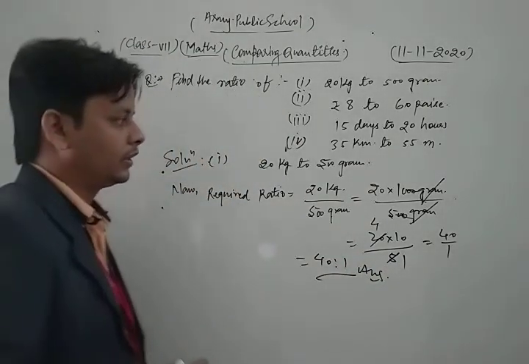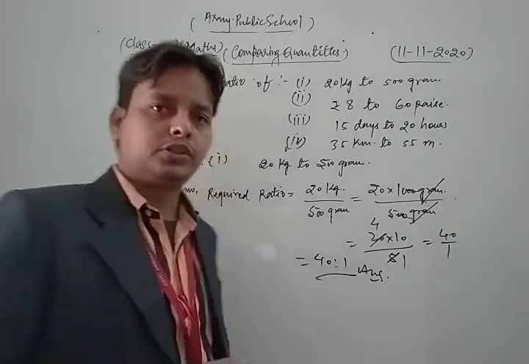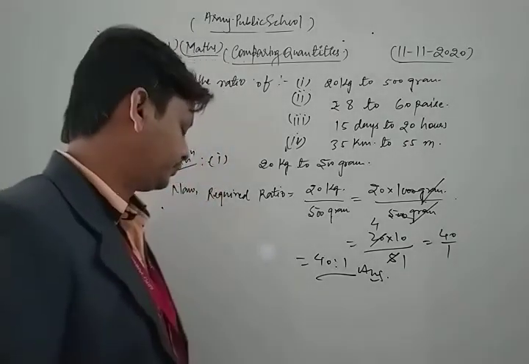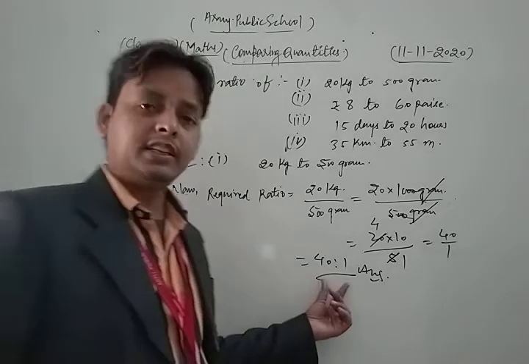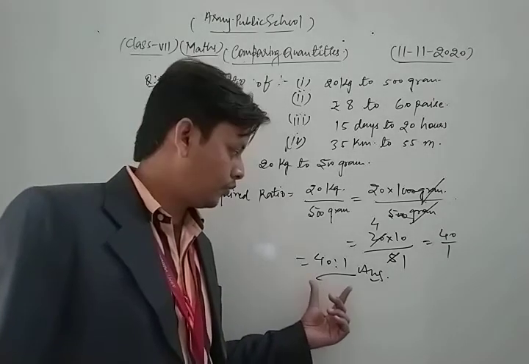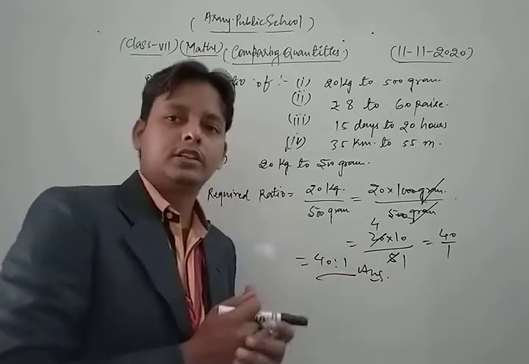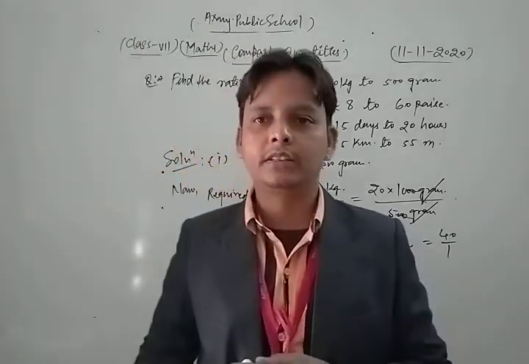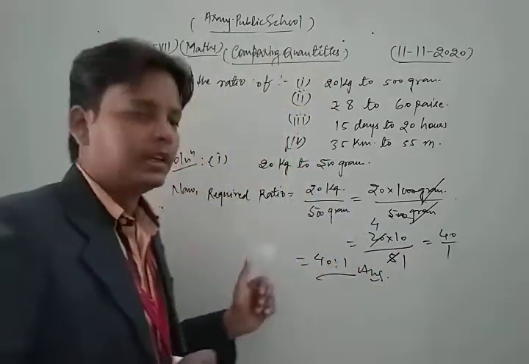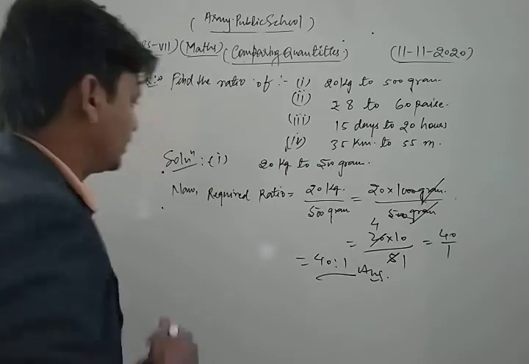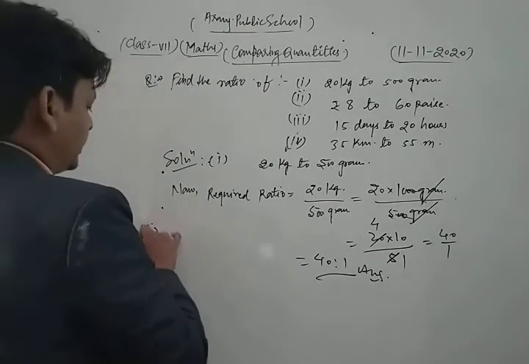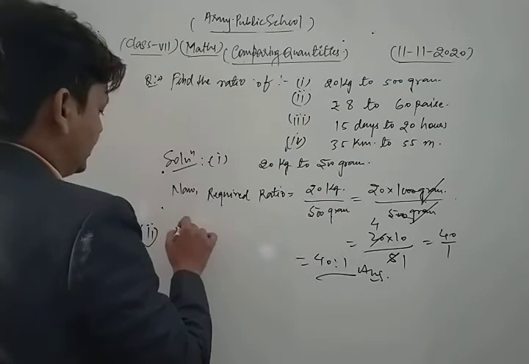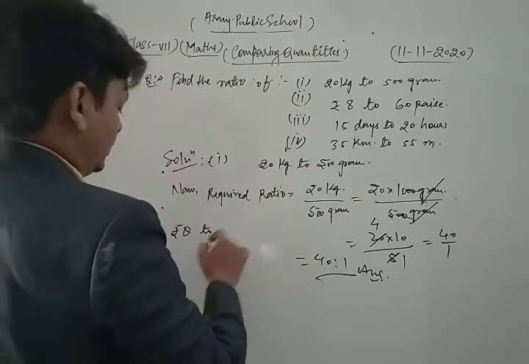Thus, in this way, the required ratio according to the question is 40 ratio 1. Dear student, in this way you can solve each and every question of your NCERT exercise based on that topic. Similarly, we take and solve the second part of this question, which is rupees 8 to 60 paise.